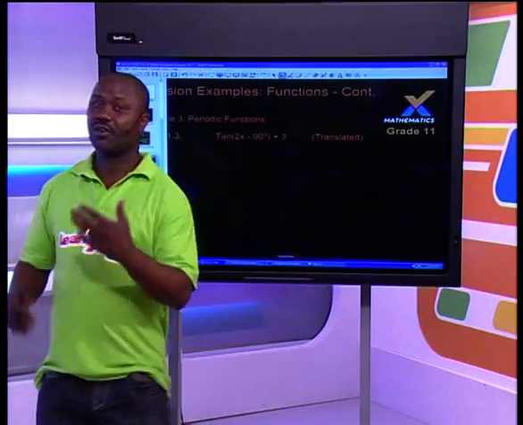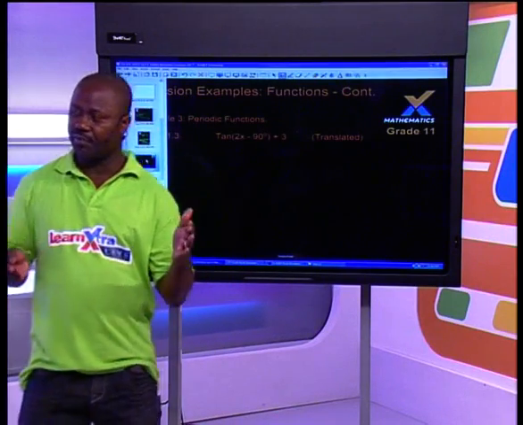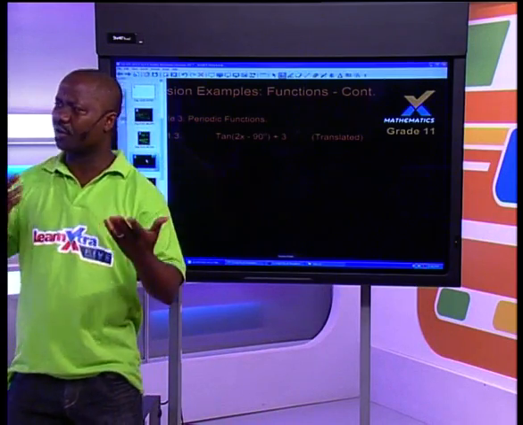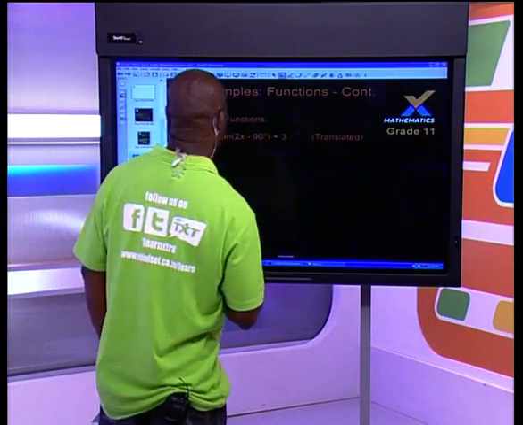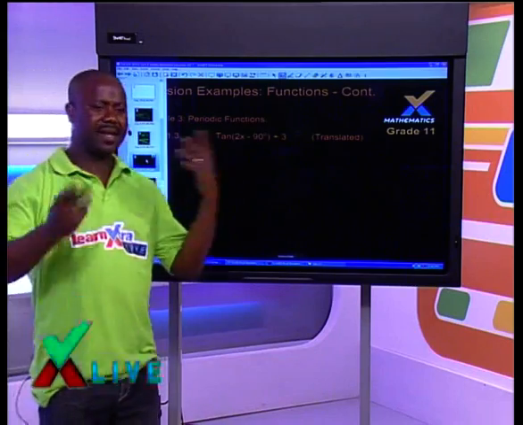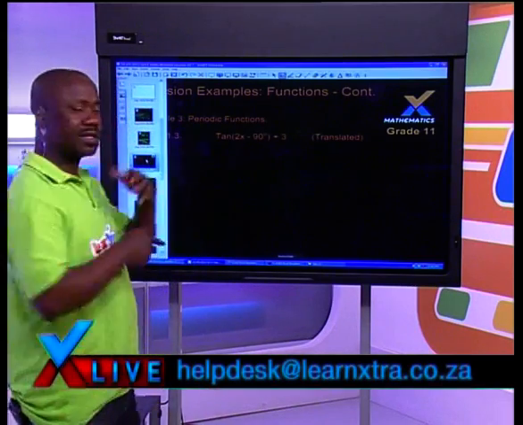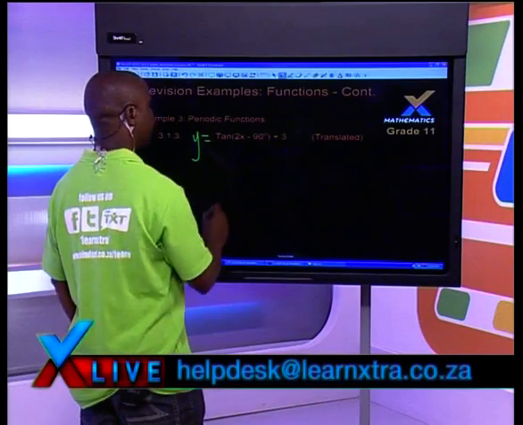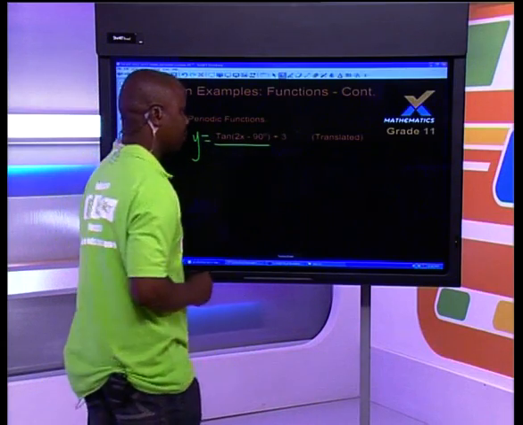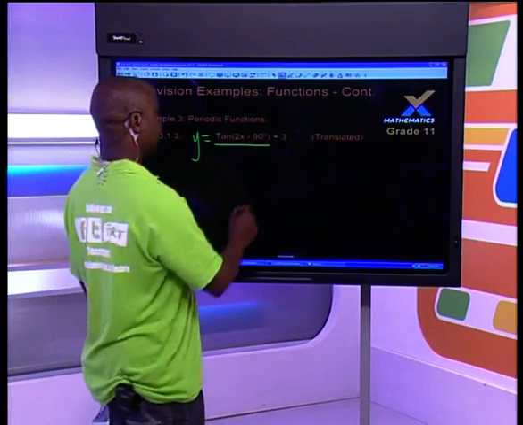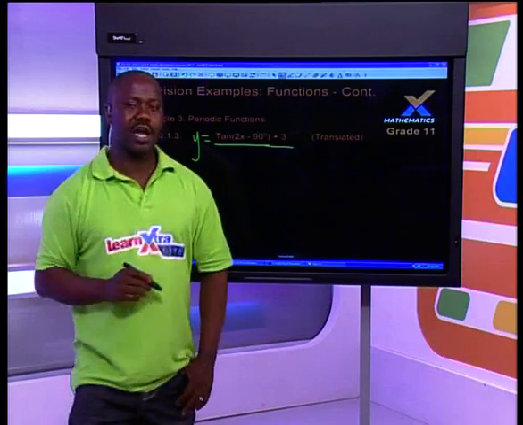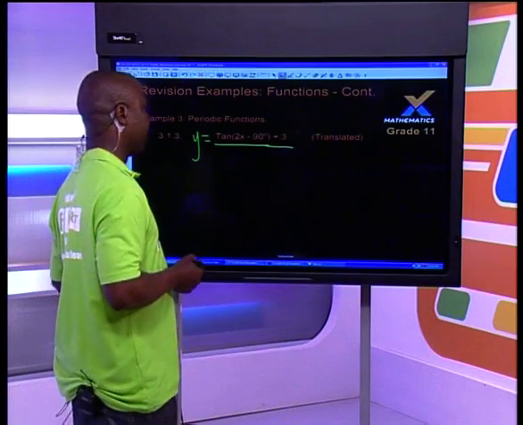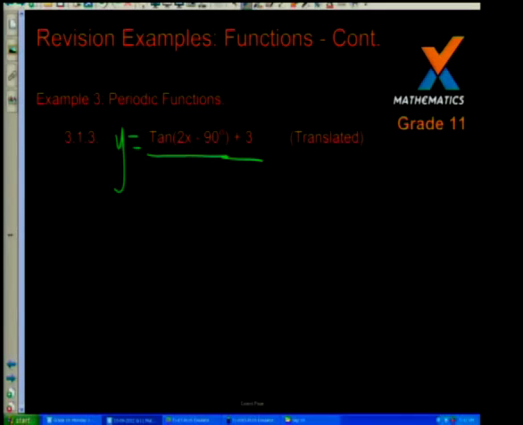Over to you, Iti. Katleho, I now want to wrap up on periodic functions, but I want to rather give it to them as a challenge question, so they can do it at home. I've got a periodic function that's both translated and scaled and all that. So it says y equals tan of (2x minus 90), all in brackets, plus 3. Please go and try and draw this graph and see what the shape will be like.